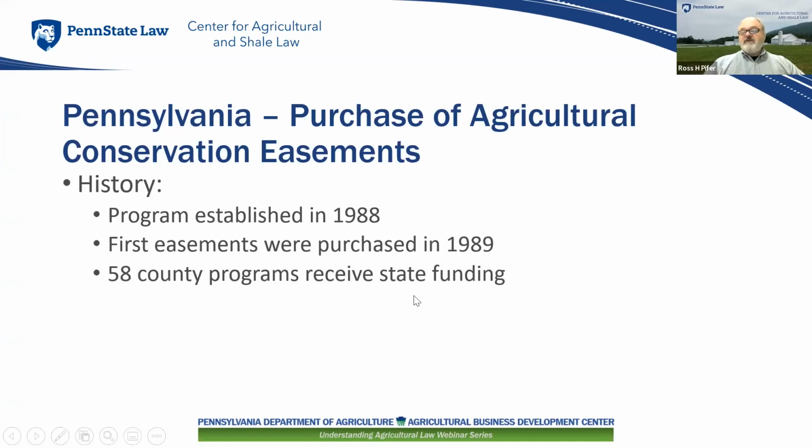So the history of Pennsylvania's program: it was established in 1988. First easements were purchased in 1989. And Pennsylvania really is the national leader. But if you remember back to an earlier slide, there were a number of states that started these programs in the 1970s. So Pennsylvania was certainly not the first, and really trailed behind some of these early states by about a decade. But it has been a very, very popular, well-supported program at the state level and at the federal level.